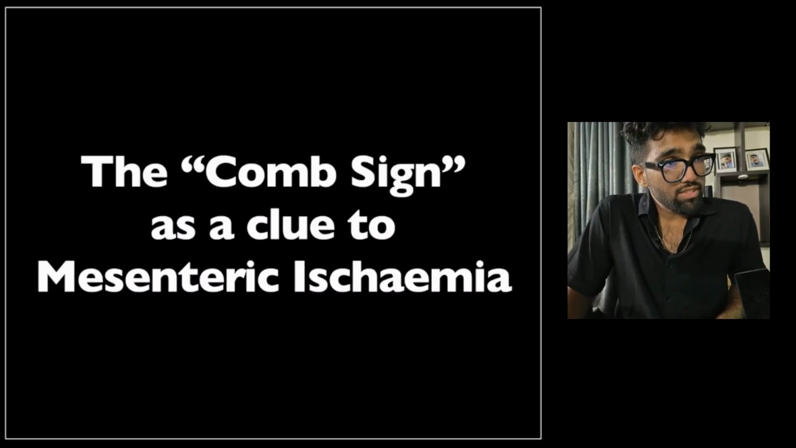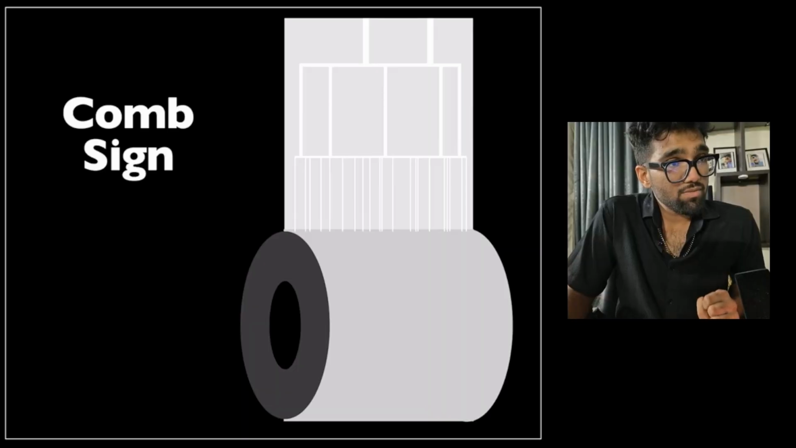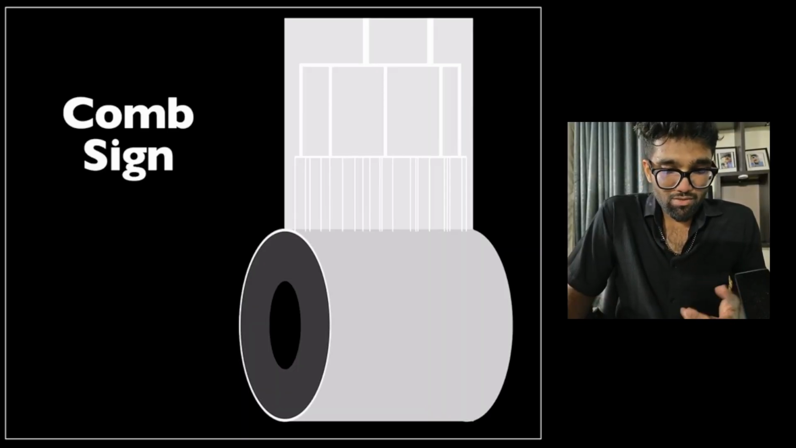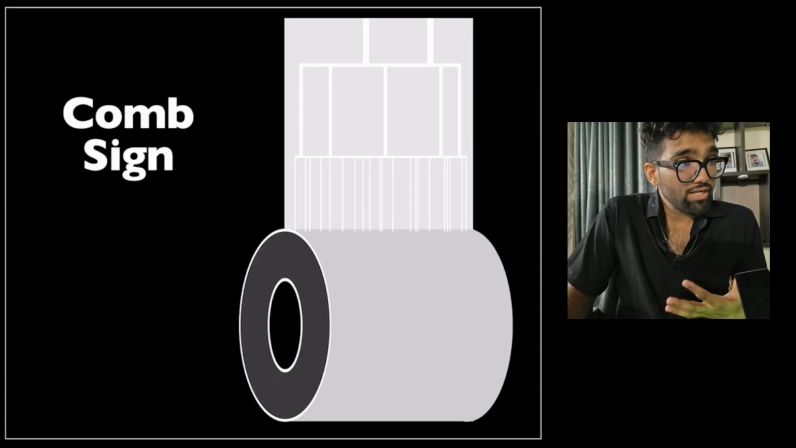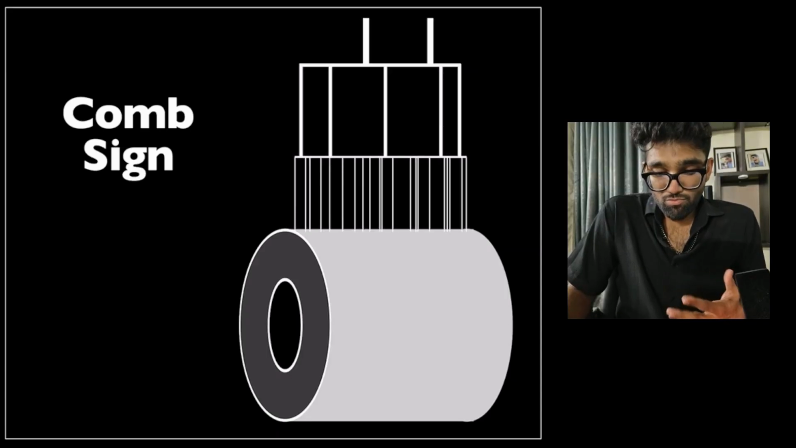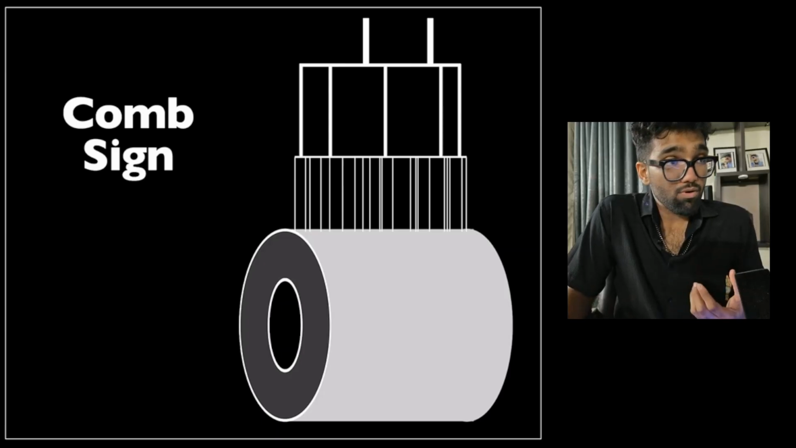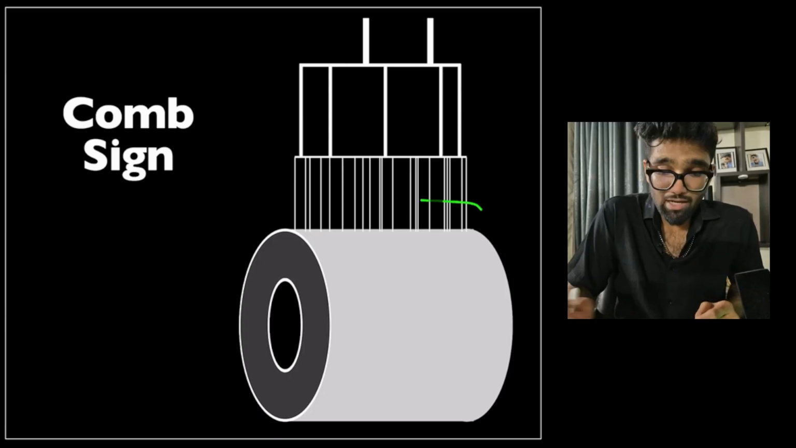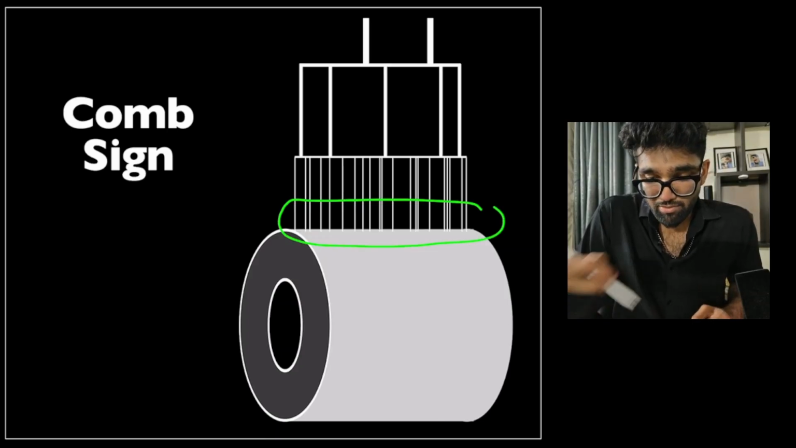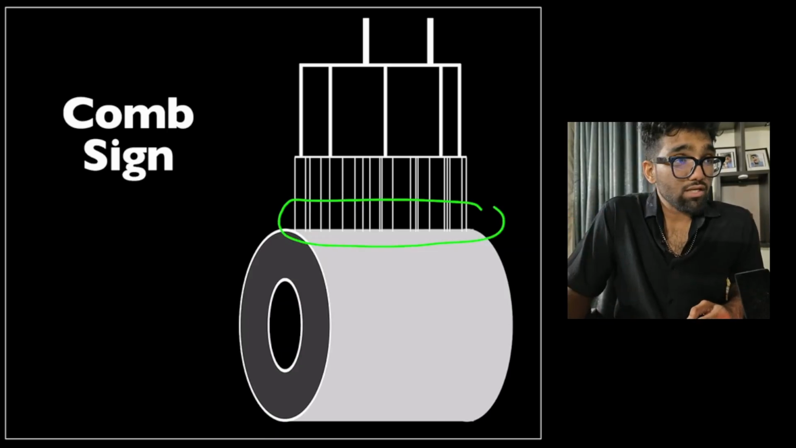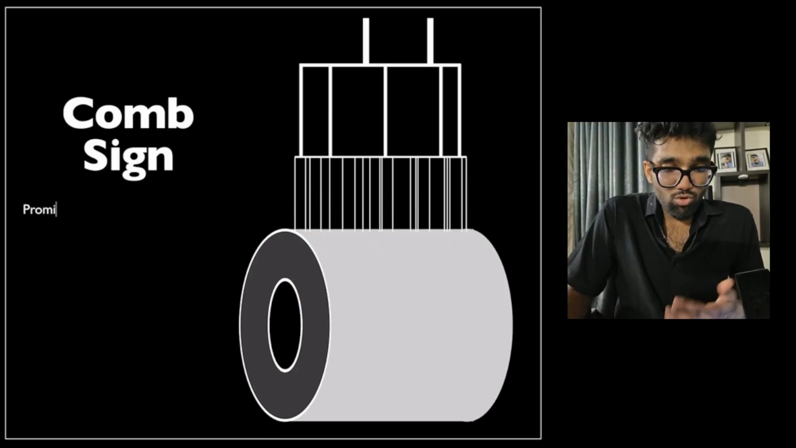Now coming to the comb sign, the comb sign as a clue to mesenteric ischemia is something very interesting and often misunderstood. So we have a bowel wall here which is showing a water density target sign. But also when we look at the mesentery, the vessels within the mesentery are very prominent and can be traced right up to the external surface of the intestinal wall. So that is what we call the comb sign.